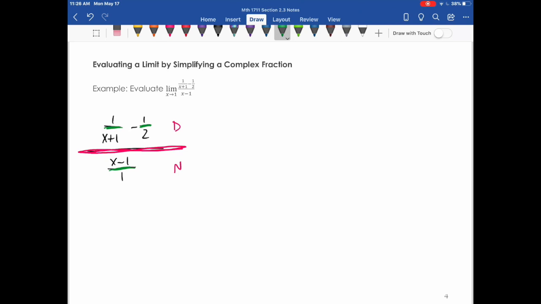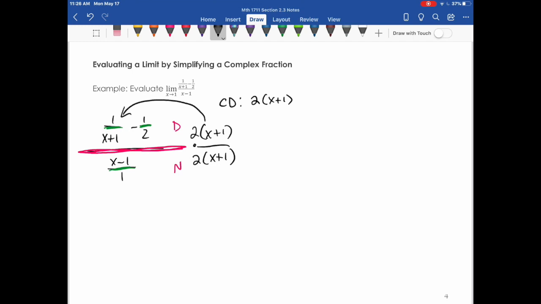So when you have a complex fraction, what you want to do is clear the fractions within the fractions. So you want to find the common denominator with all the little fractions. And the common denominator with all the little fractions is going to be 2 times 1, which is 2, times x plus 1. So I'm going to multiply the top and the bottom of this fraction times 2 and x plus 1.